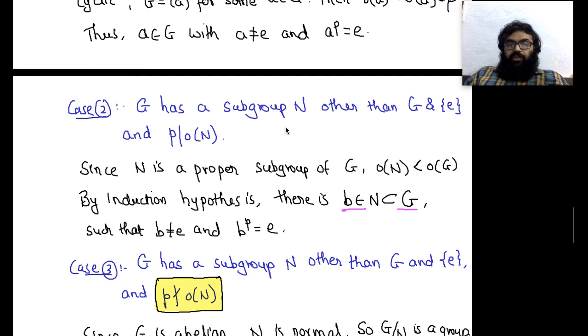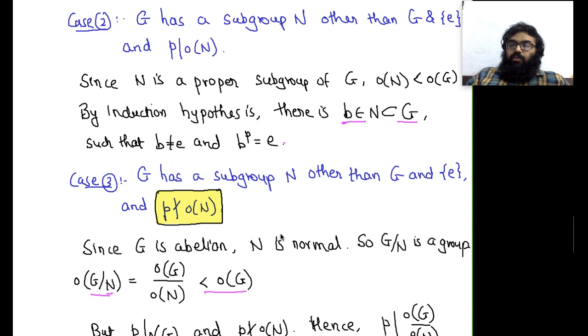Second case, G has a proper subgroup. In the first case there was no proper subgroup. In this case, we have a proper subgroup n, and p divides order of n. Because it is proper, its order is less than order of G. p divides order of n. By induction hypothesis, there is an element b in n such that b is not identity, but b power p equals e. But as soon as we get b in n, b is in G, because n is a subgroup of G. So in this case, we are done.